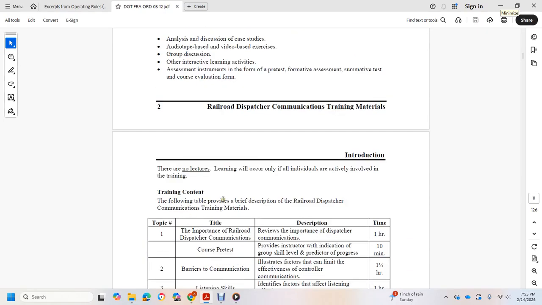Training content. The following table briefly describes the railroad dispatcher communication training materials. Topic 1. Importance of railroad dispatcher communication. Review of the importance of dispatcher communication. Course pretest. Provides instructors an indication of group skill level and a predictor of progress, 10 minutes. 2. Barriers to communication. Illustrates factors that can limit the effectiveness of the controller's communications, 1.5 hours.